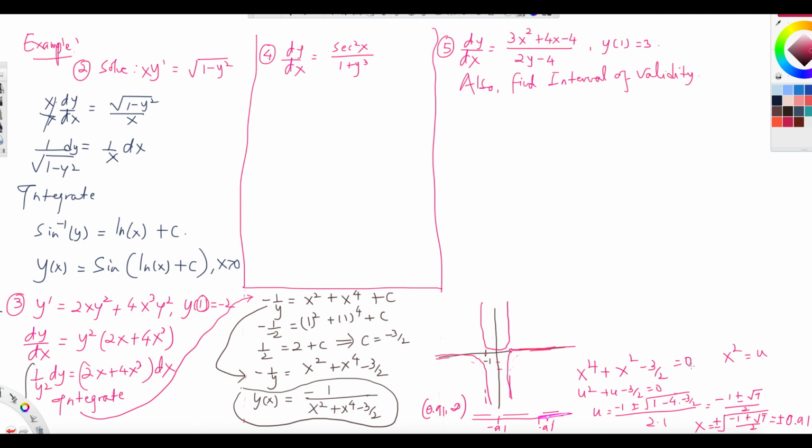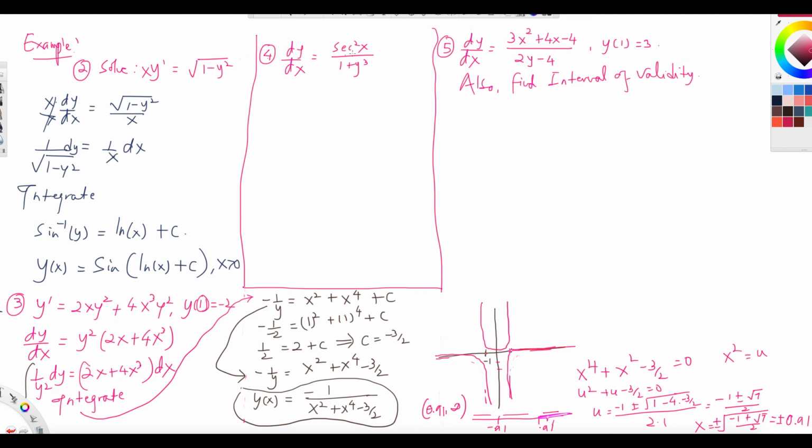All right. Let us see another example, example number 4. I think this is from the book. This one was question number 19 from the book. So how do I do this problem?